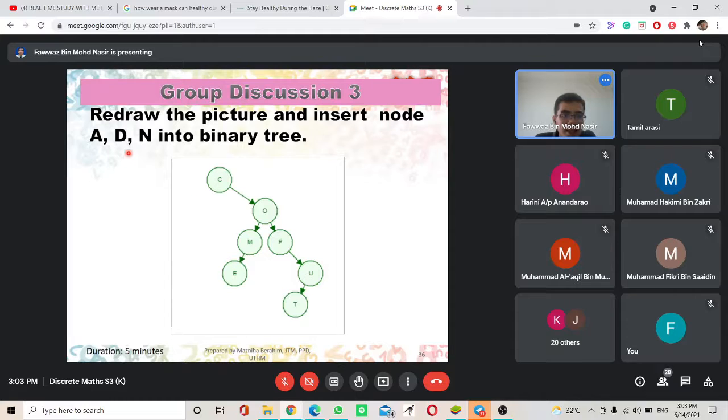Kalau D, it comes after C, so we compare dengan O pula. D comes before O, so dia pergi ke sini. D comes before M, so dia pergi ke sini pula. So D comes before E, so dia jadi left child of E.